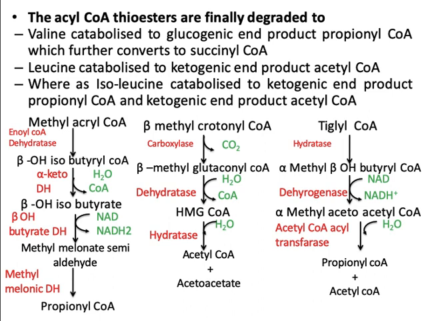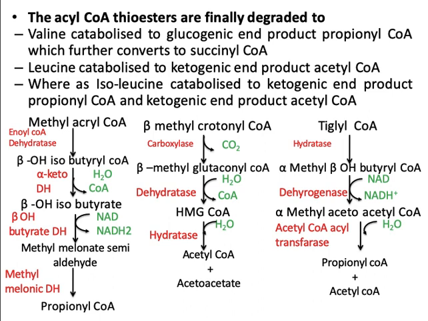The methyl acryl-CoA formed from valine undergoes dehydrogenation with the help of CoA dehydrogenase to form beta-hydroxybutyryl-CoA. This beta-hydroxybutyryl-CoA converts to beta-hydroxyisobutyrate with the help of alpha-ketodehydrogenase by adding a molecule of water, and CoA is released.